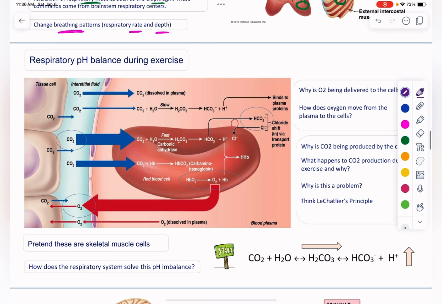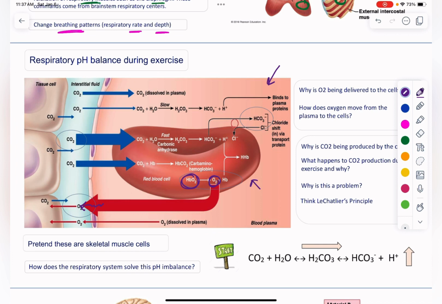Well, here we are in the systemic tissues. This is a capillary with a red blood cell inside of it. And here we can see oxygen attached to hemoglobin. When it gets to the tissues that it wants to drop that off at, the oxygen dissociates from hemoglobin and moves by simple diffusion from an area of higher pressure to lower pressure into the systemic tissues.